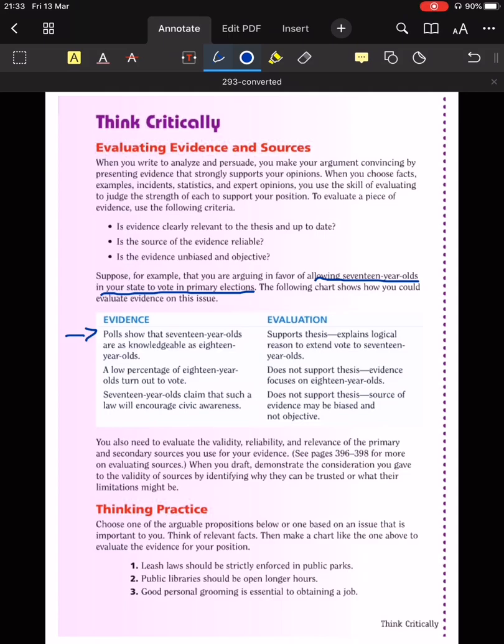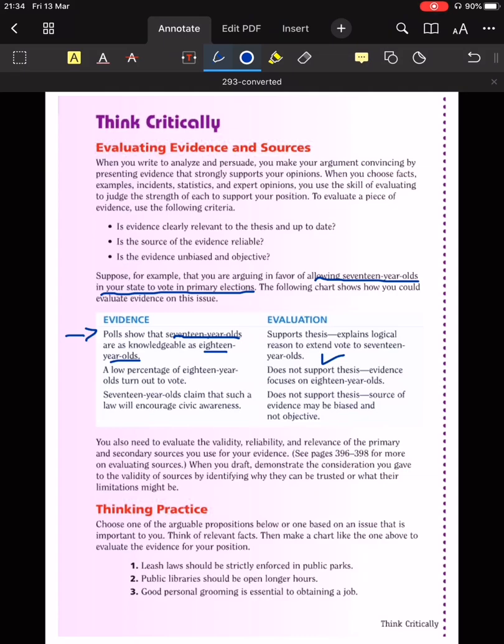Well, let's think about it. It does support the thesis, and it explains a logical reason to extend the vote to 17-year-olds. Now, this is good, right? Why? Because it did discuss the 17-year-olds as well as the 18-year-olds. So it gives me, number one, the polls, they are studies, okay? They show that the 17-year-olds who took part in it are as knowledgeable as the 18-year-olds.